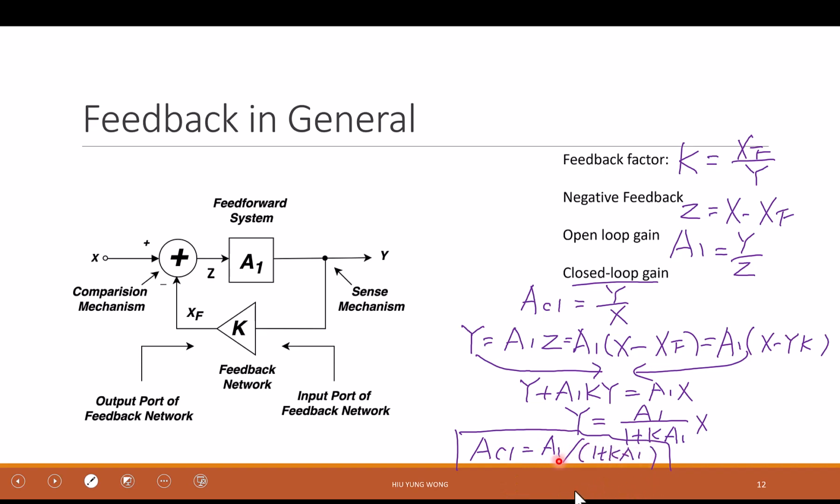This is another equation I want you to memorize. You did not learn anything if you cannot memorize this one for feedback. 1 plus KA1. And it's not difficult. You only have A1 and K in this circuit. What else can you get? Right? And don't tell me you memorize it as KA1 squared if you cannot memorize KA1, right? 1 plus KA1. You will see that's going to be very useful later.